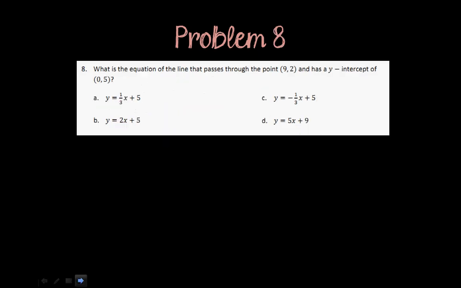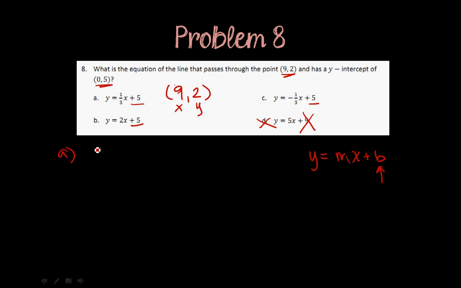Okay, and then number 8, what is the equation of the line that passes through this point and has this y-intercept? So y-intercept, remember, is this number, and so this is wrong because that's got a 9 there. All the rest have a 5 in the right place, so that's done. And so from here, just like we started with number 7, we're going to substitute in. If we have 9, 2, this is my x, this is my y. So we're just going to plug them in.